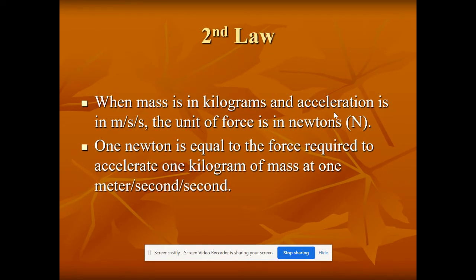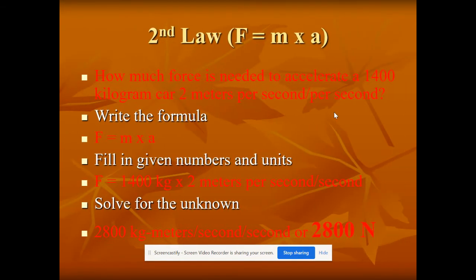When mass is in kilograms and acceleration is in meters per second squared, the unit of force is measured in newtons. So 1 newton is equal to the force required to accelerate 1 kilogram of mass at 1 meter per second squared. So that's why you see 2 seconds. It's not a mistake. All right.